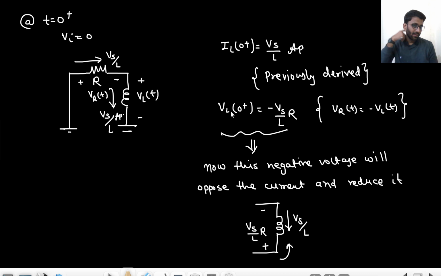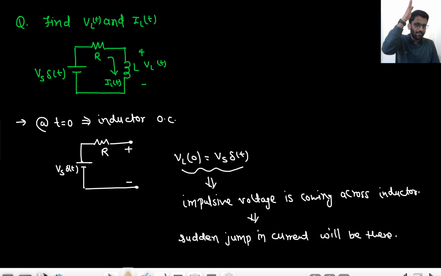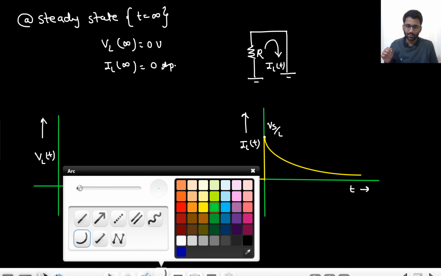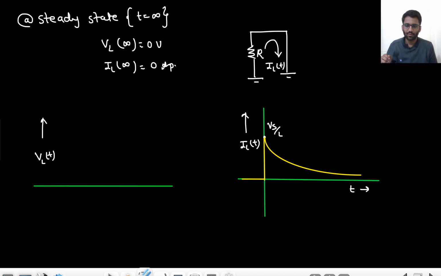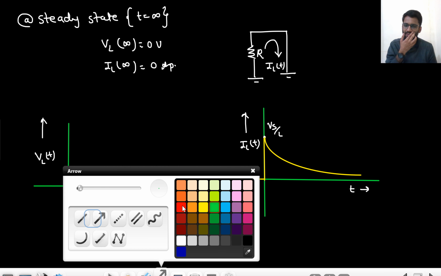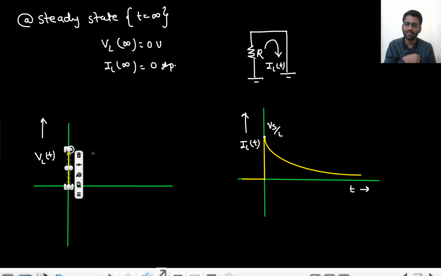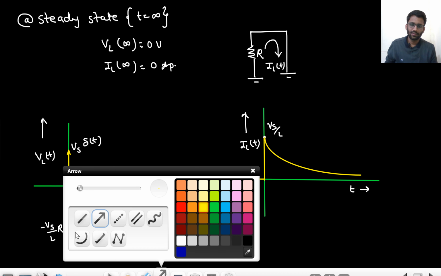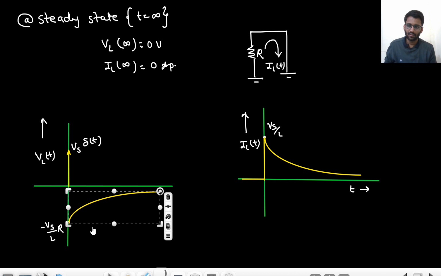What was happening in case of the inductor voltage? Initially the impulse voltage comes, then suddenly a negative voltage comes, and then the voltage goes down to 0. Are you getting it? So I should make this axis a bit longer, like this. Initially at t equals 0 only, we are having an impulse, that is Vs delta(t). Because of this impulse, there was a sudden jump in the current, and the same jump was in the resistance as well. Because of the drop across the resistance, we have a drop of minus Vs by L into R, and then it decays down to 0.